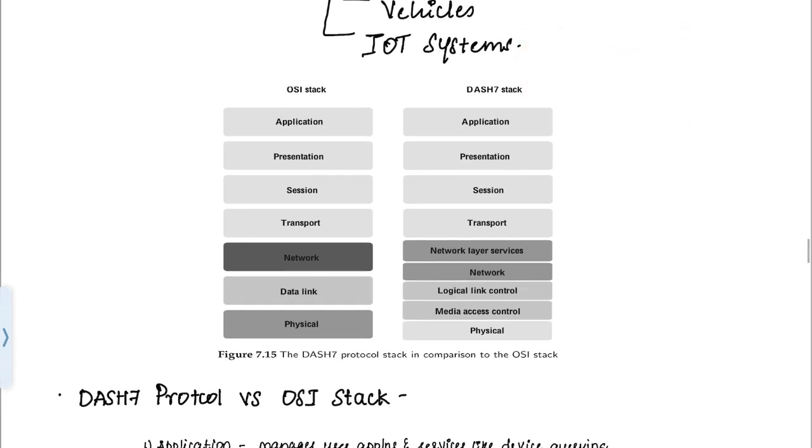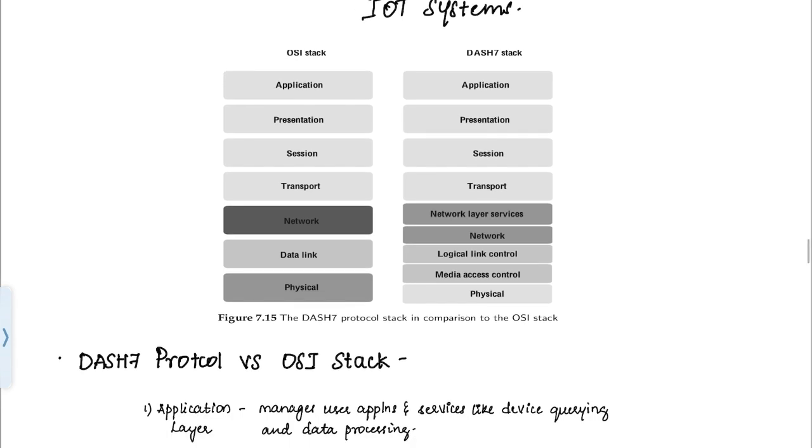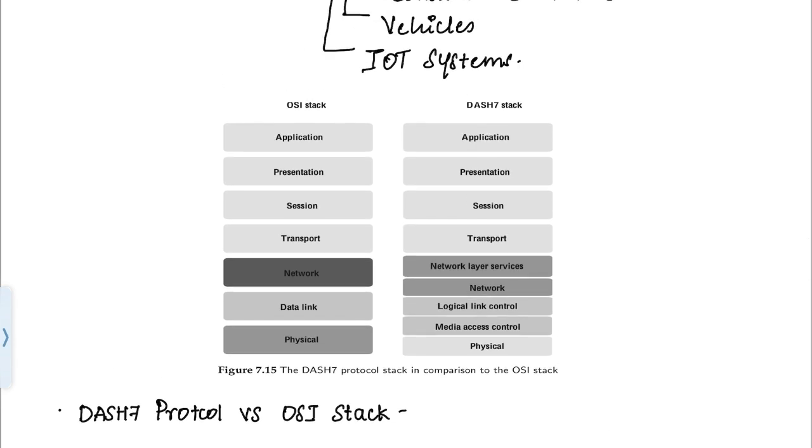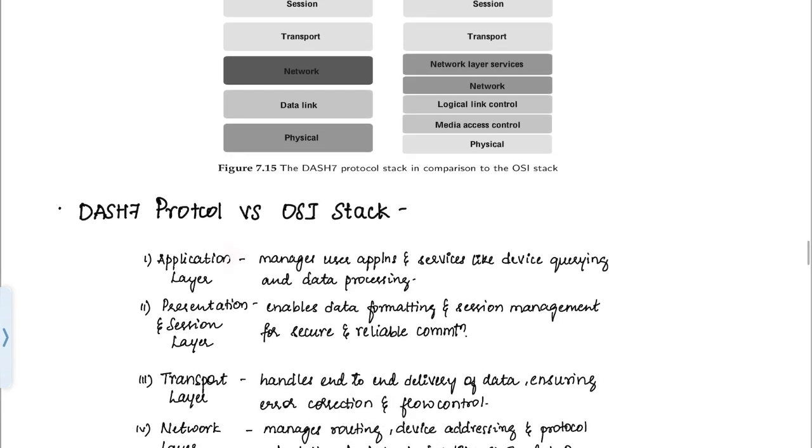Looking at the figure here, we have the DASH7 stack compared to the OSI stack. If you see here, we have the application layer. The application layer manages user applications and services like device querying and data processing. Then we have the presentation and session layer. It enables data formatting and session management between the devices, making sure that secure and reliable communication is happening.